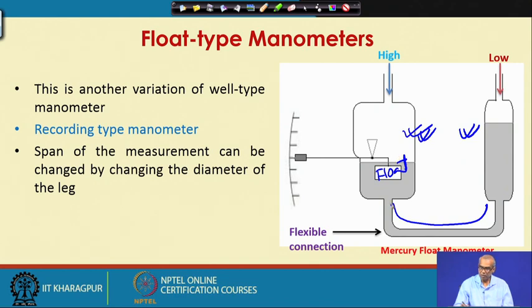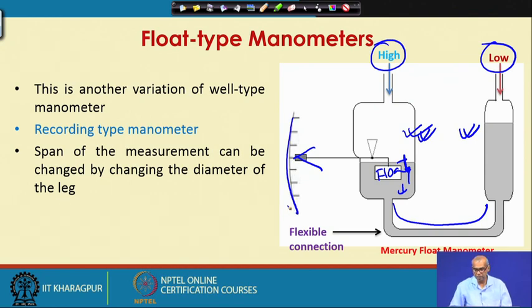As the mercury level here goes up or comes down, depending on these two different pressures, the float goes up or comes down. This movement of the float can be used to move a pointer against this scale, which can be directly calibrated in units of pressure, so that you can measure the difference between these two pressures. So, that way this mercury float manometer can be used to measure differential pressure.